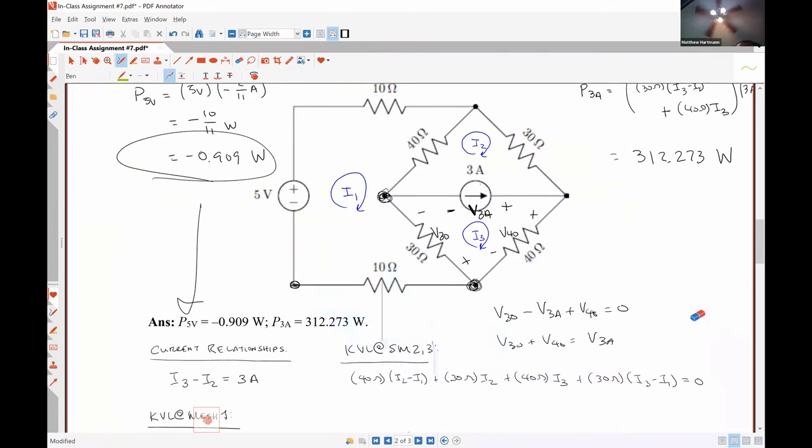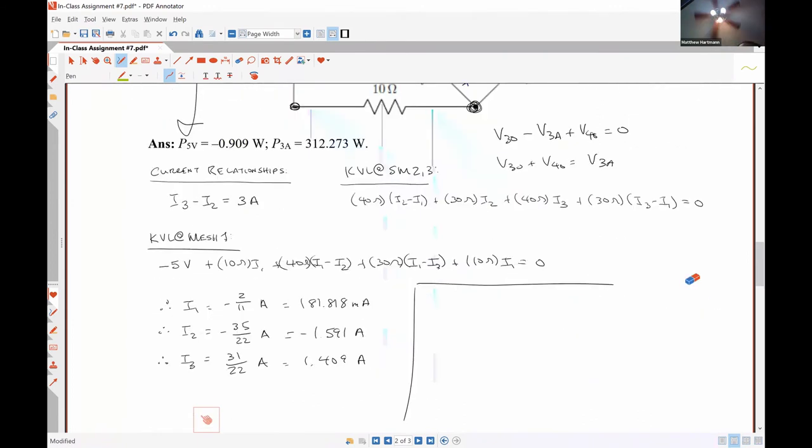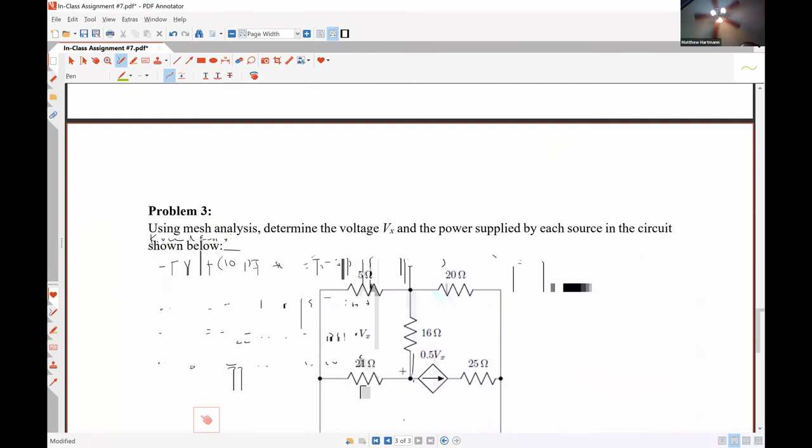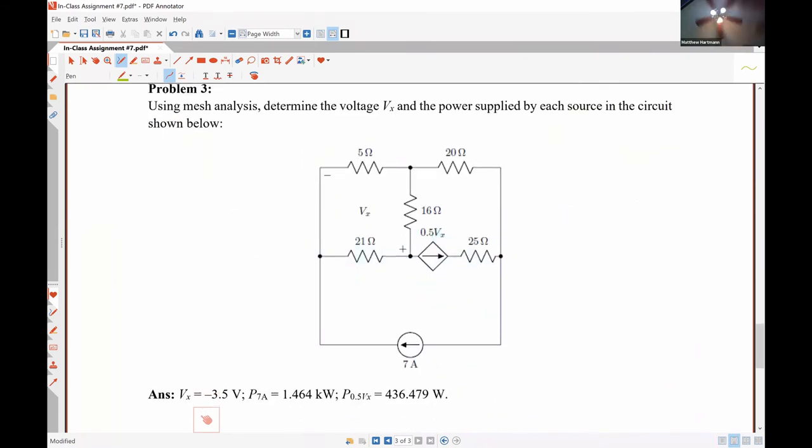So, alrighty. Problem number three. How many meshes do I have here? Four. I do not agree with four. A mesh and a super mesh.